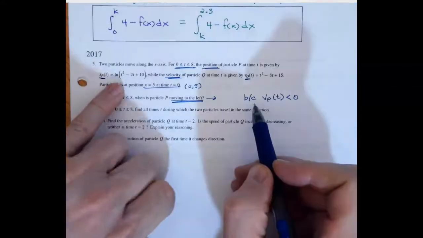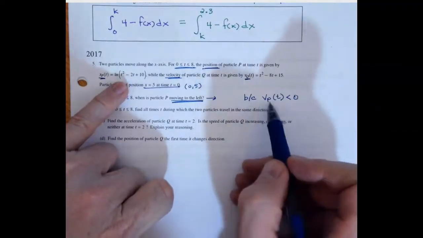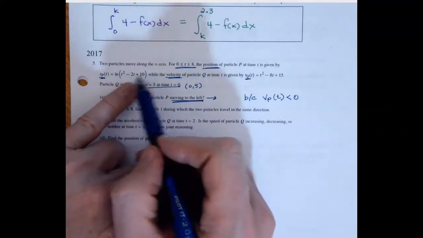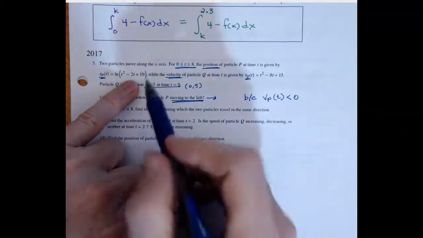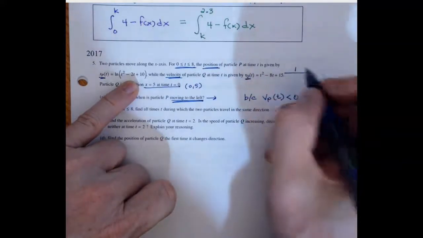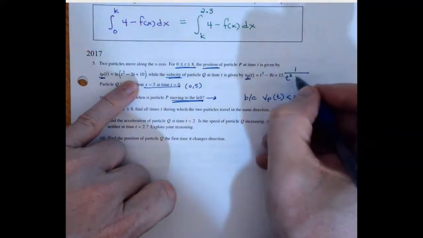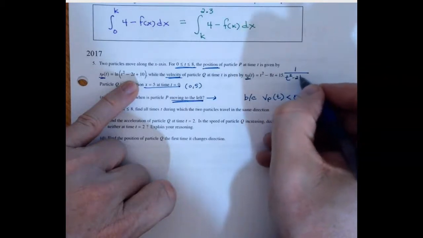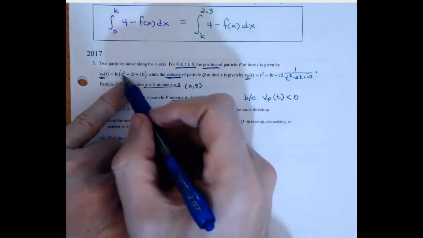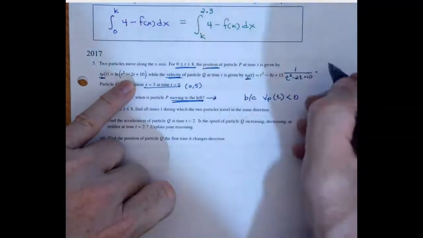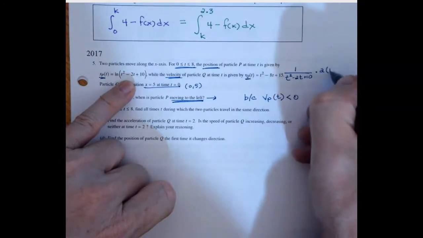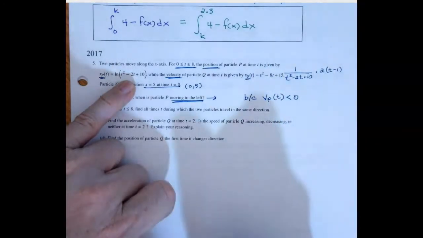So to get the velocity of particle p, we're going to take the derivative of this. The derivative of the natural log is 1 over u times du. du would be 2t minus 2. I could factor a 2 out of that, so that would be 2 times (t minus 1).